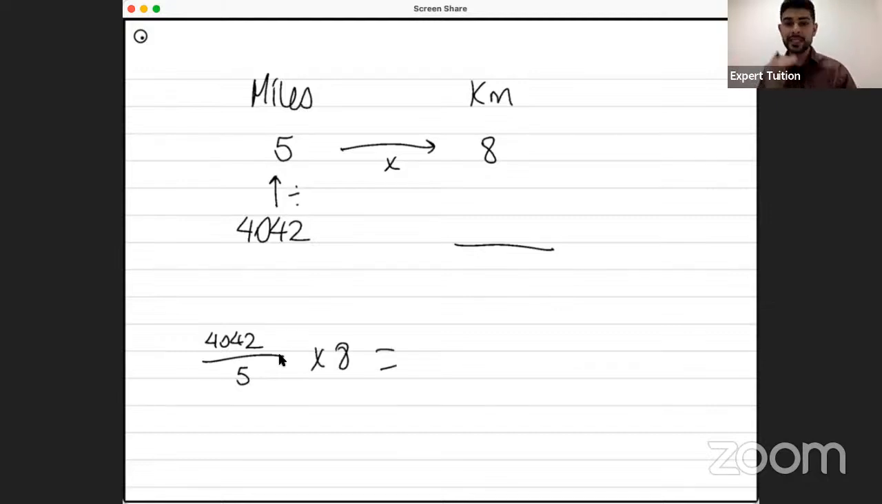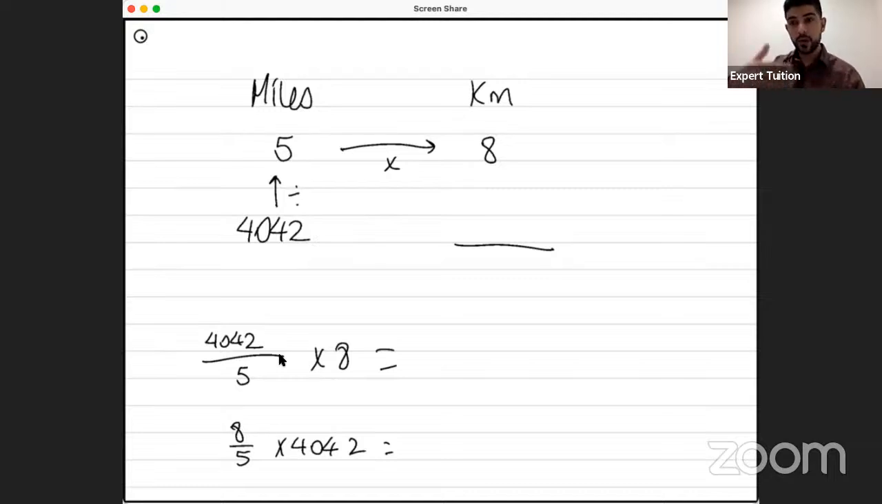Now, bear in mind that this exact method works if I did it the other way. If I did 8 divided by 5, so this time I've gone from here this way, again step 1 is to divide, and then I multiply by 4042. You will get the exact same answer. That is very important to understand. And the only thing I'm not allowed to do is go diagonally. I can't do 8 divided by 4042, and I can't do 4042 divided by 8. If I lay out my work in very simple terms like that, it will make my life significantly easier.